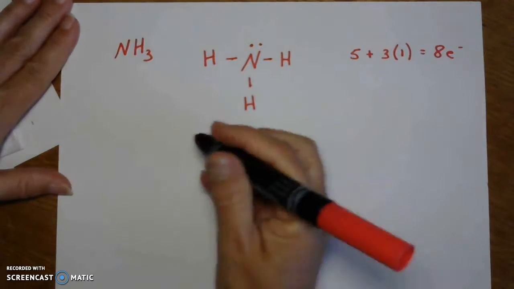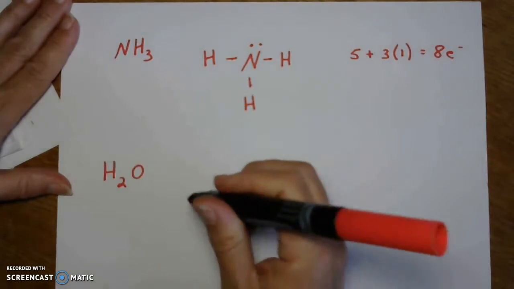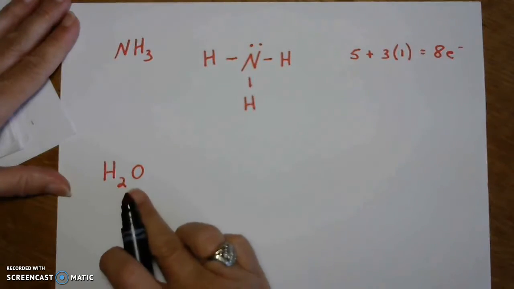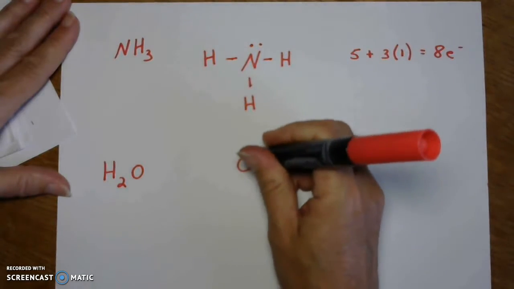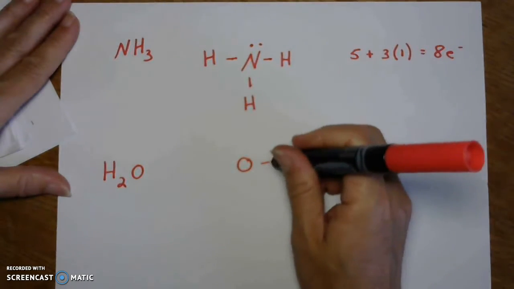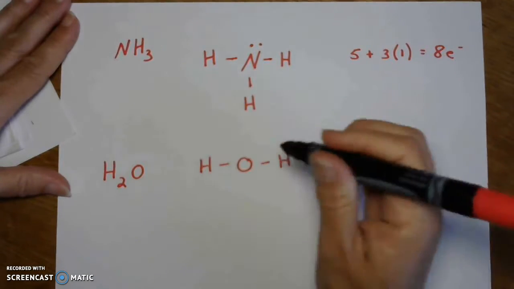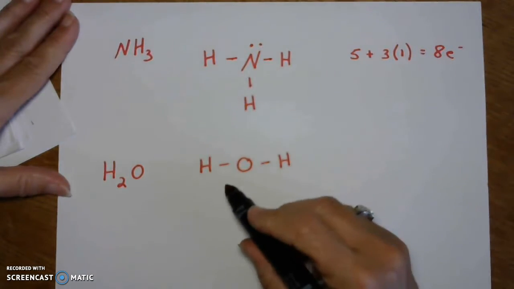So let's do water, H2O. Again, the oxygen's going to have to go in the middle because the hydrogens can't be in the middle. So we'll put the oxygen there, and it'll have to be attached to 2 hydrogens. We've got all our atoms, and they're connected by bonds.